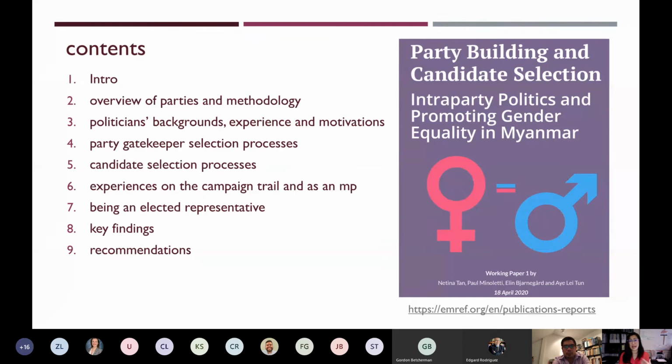And if you are interested in any of the details, please feel free to download the reports or email me if you have any questions.